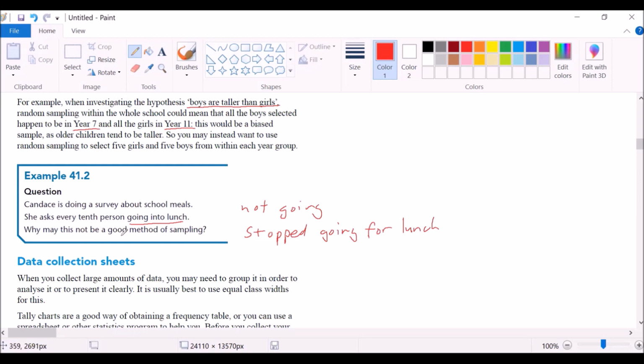So there might be people who have stopped for lunch because they don't like it. So this may not be a good method because you are sampling only those who are going to eat the meals. And probably those who are going to eat the meals like them. The best way would be to also include those who are not going in to eat the meals, probably because they have stopped eating the meals because they don't like them.